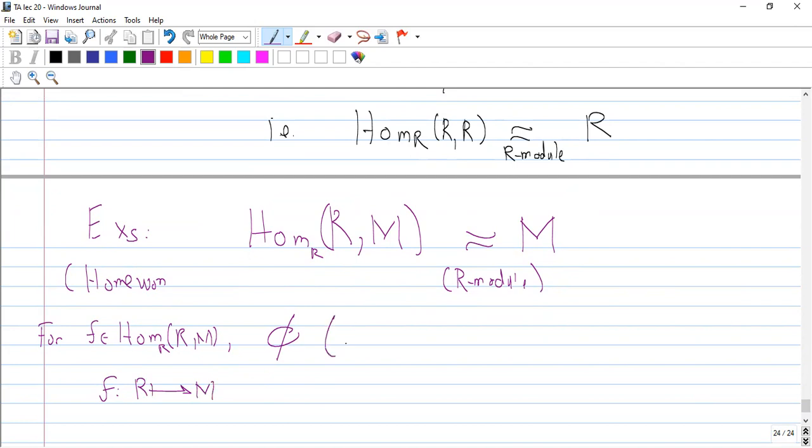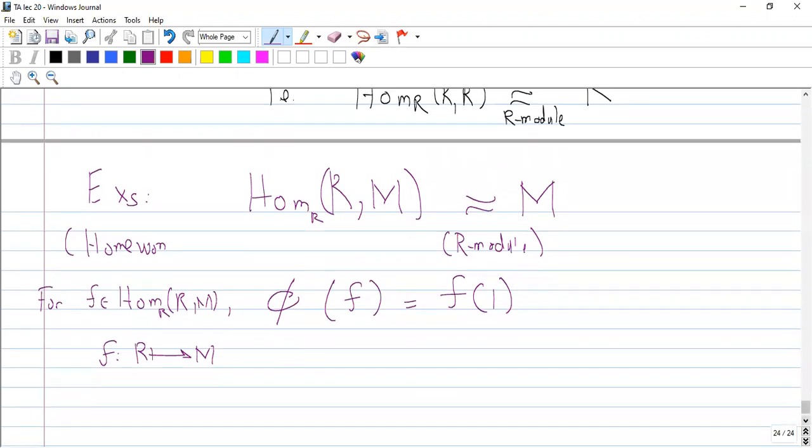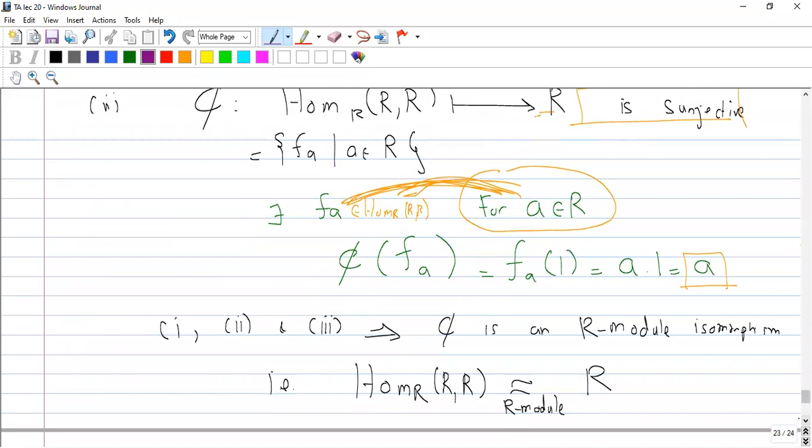How will phi of F be defined? Again, phi of F will be the evaluation of F at 1. So in the same way you can prove that this map is an R module isomorphism. The map stays the same, we will evaluate at 1. So just as we proved the above, in the same way you can prove that Hom of R, M is isomorphic to M. The last thing I am telling you, its proof, we will do in the next class.